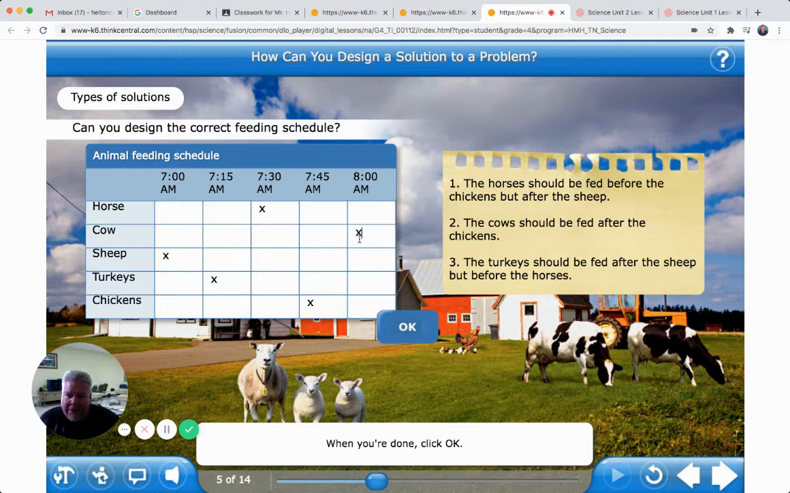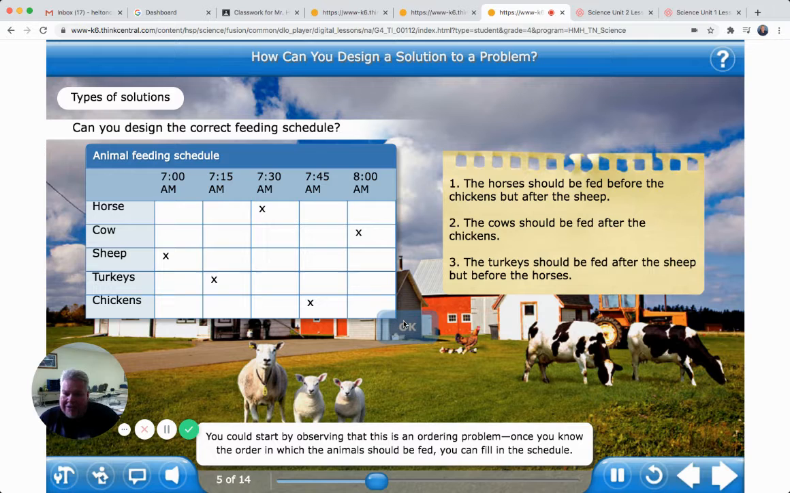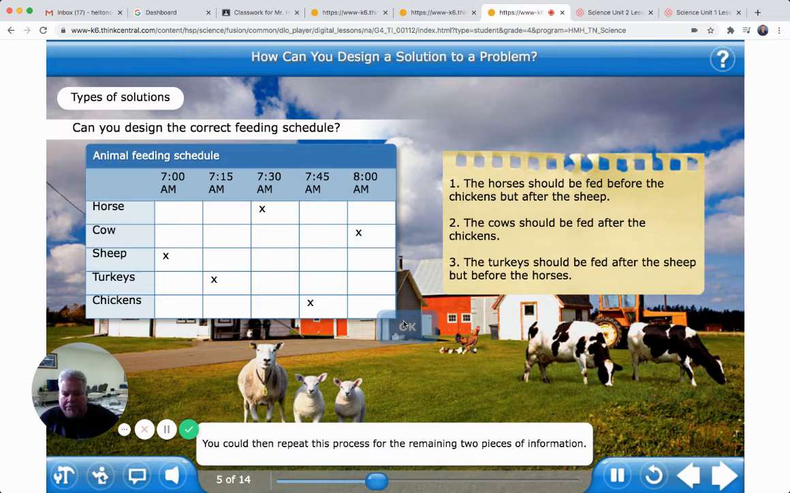That was some pretty lucky guesses, but we just followed the clues. You can start by observing that this is an ordering problem. Once you know the order in which the animals should be fed, you can fill in the schedule. One approach to solving the problem is to write the names of the 5 types of animals on pieces of paper and place them in any order. Then, starting with the first piece of information, you can move enough pieces of paper to make sure its conditions are met. You could then repeat this process for the remaining 2 pieces of information.